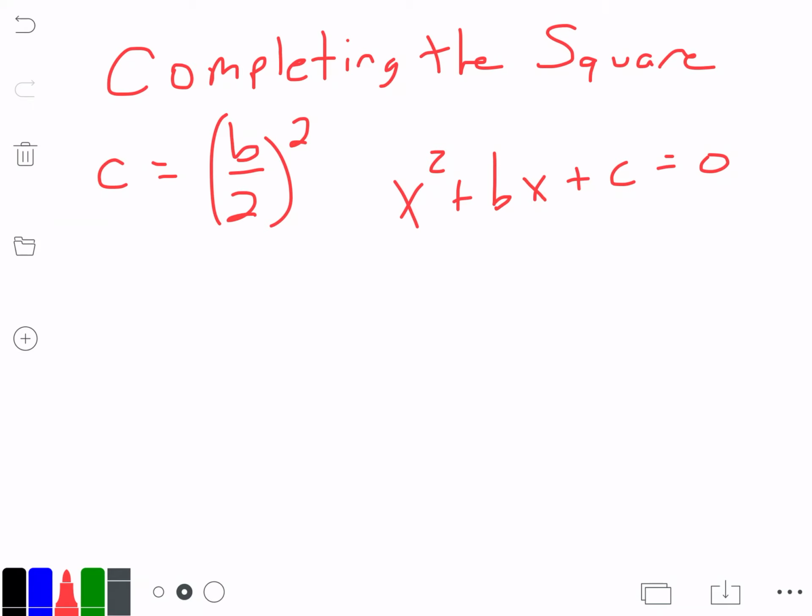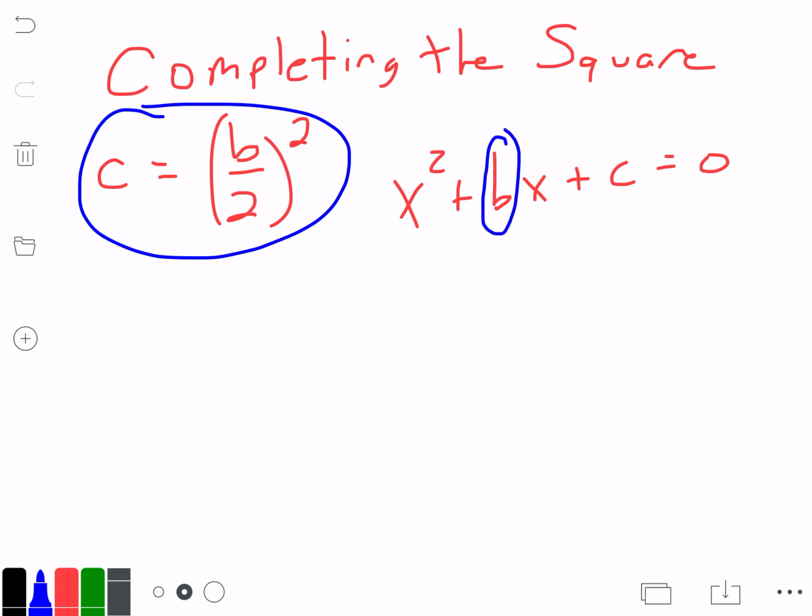Here's the equation: c equals b divided by 2 squared, and make sure that is in parentheses. To get your b, it's whatever is right there.